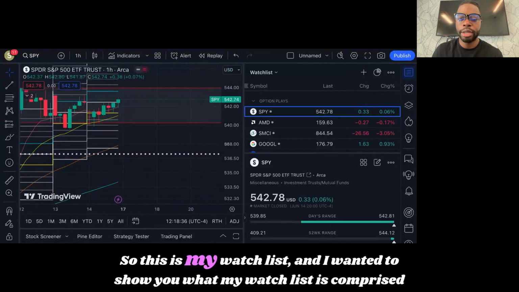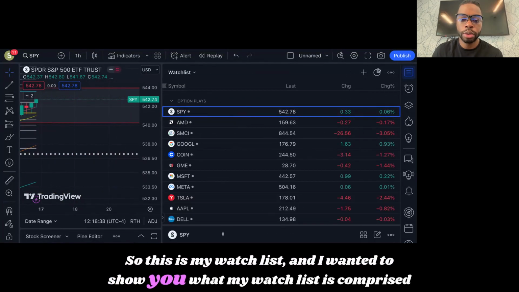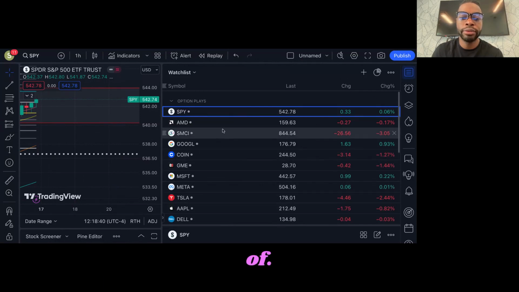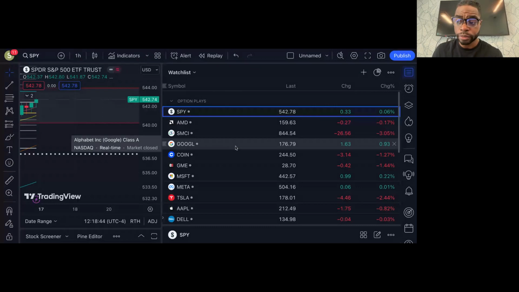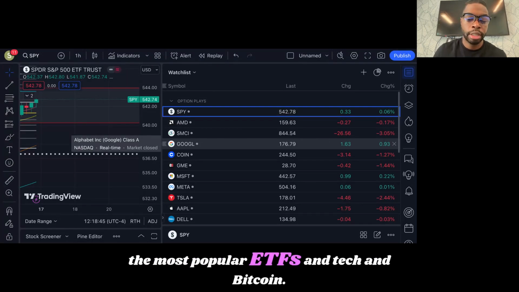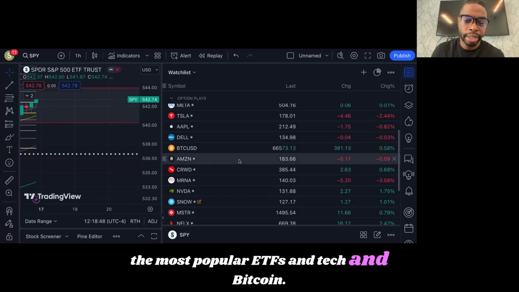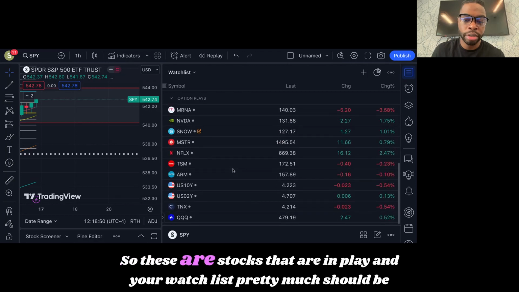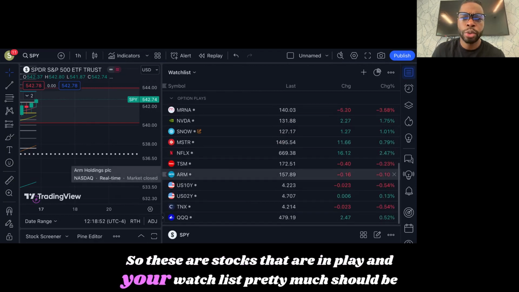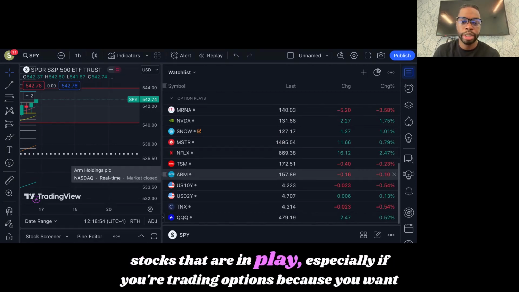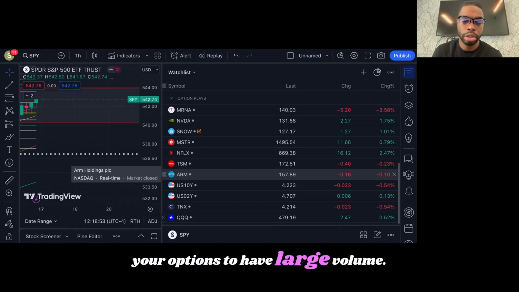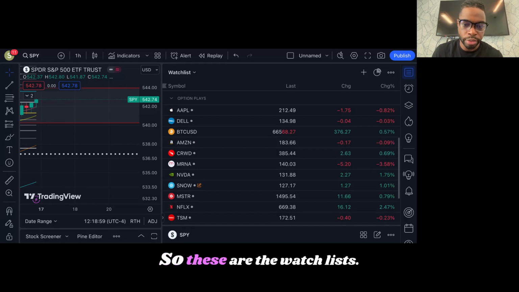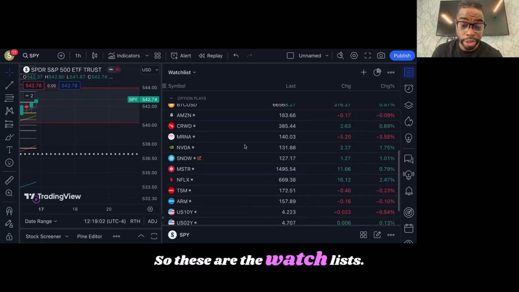So this is my watch list, and I wanted to show you what it's comprised of. It's pretty much blue chip stocks, the most popular ETFs, and tech and Bitcoin. These are stocks that are in play, and your watch list pretty much should be stocks that are in play, especially if you're trading options, because you want your options to have large volume. This is the watch list.